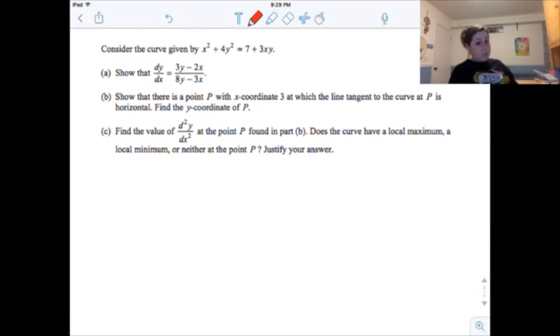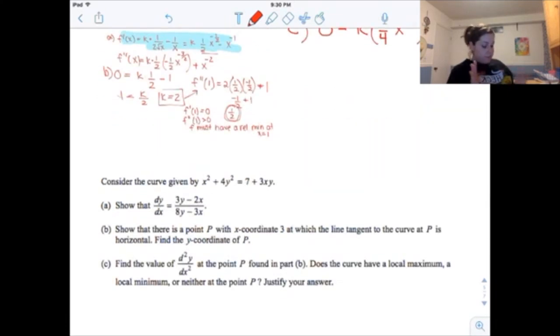Okay, look at this one. Consider the curve given by x squared plus 4y squared equals 7 plus 3xy. First thing says show that dy/dx equals (3y minus 2x) over (8y minus 3x). That is an implicit differentiation problem. So go ahead and do that. I'm going to leave that to you guys, but we're going to go on to the next two parts.